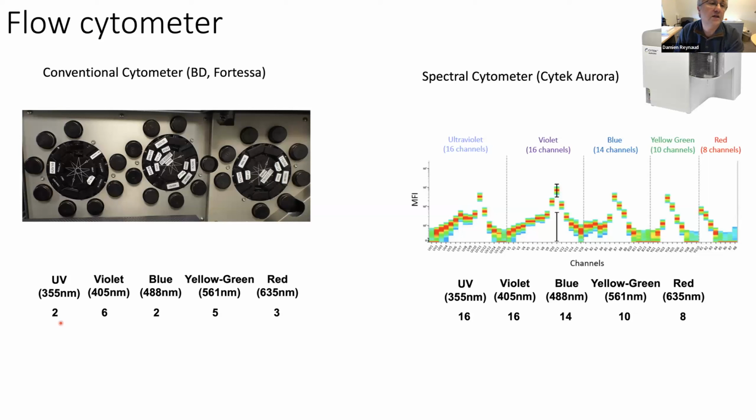In terms of analyzers, we used two types. A conventional cytometer, a Becton Dickinson Fortessa in classical configuration, which is available in our facility. But recently, since 2020, we shifted to the spectral flow cytometer, Cytek Aurora, which is a 5 laser cytometer with multiple channels, which allows a pretty decent spectrum for each fluorochrome.